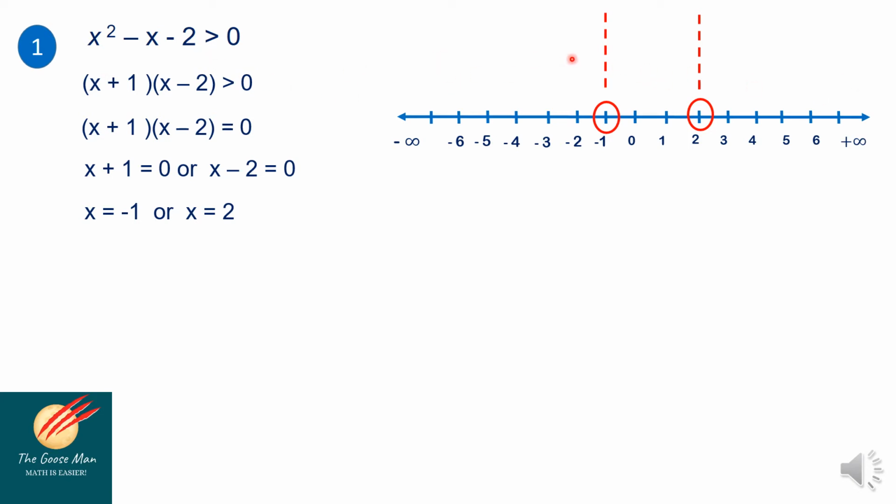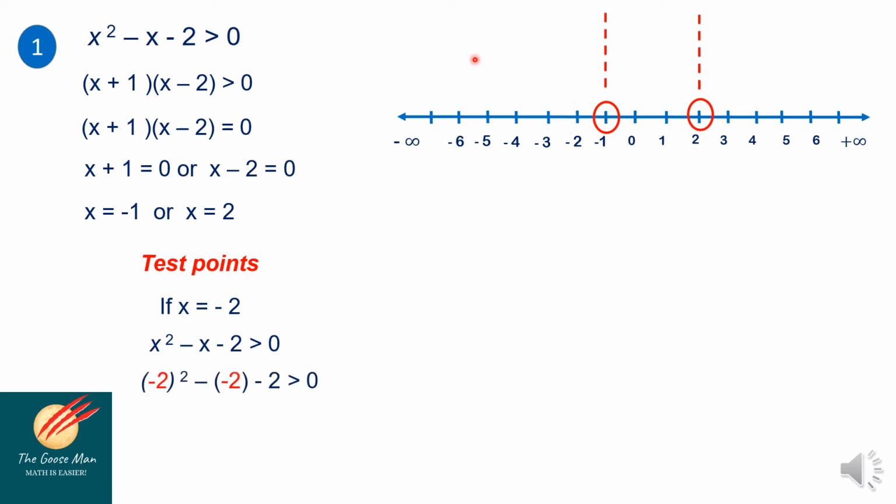We want to determine which of the following regions is or are parts of the solution. So let's have the following test points. First, at x is equal to negative 2. Since this is to the left of negative 1, we want to find out if this region is a part of the solution. So again, from our inequality, x squared minus x minus 2, substitute negative 2. So negative 2 squared minus negative 2 minus 2. So we have 4 plus 2 minus 2, so we have here 4 is greater than 0. Meaning to say this is true.